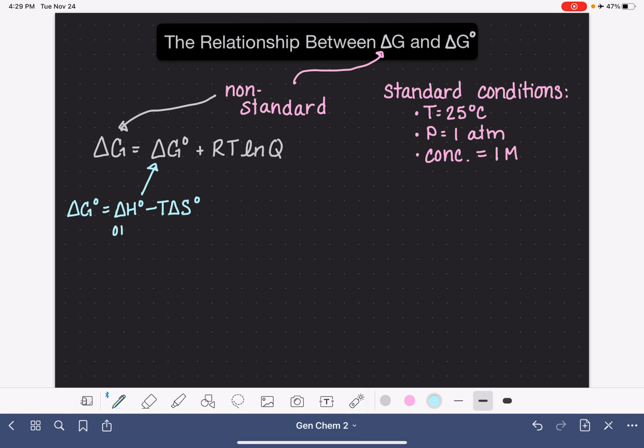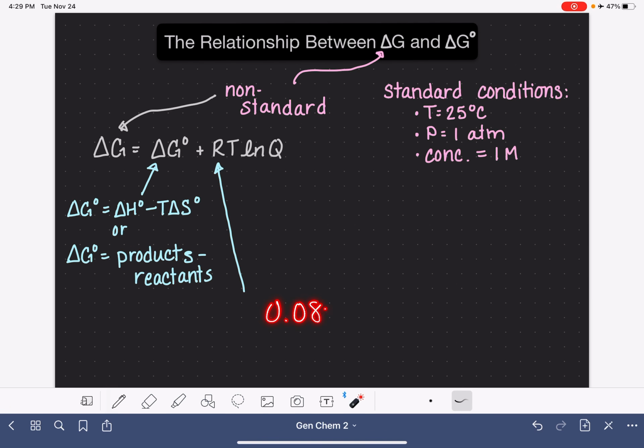Or we could also calculate delta G standard using Hess's law, taking the delta G of formation of our products and then subtracting reactants, products minus reactants. So we could calculate delta G standard either one of these ways and apply that to this equation. R is the ideal gas constant. However, it is with different units. So we normally know the ideal gas constant as being 0.08206 with the units liters atmospheres per mole Kelvin.